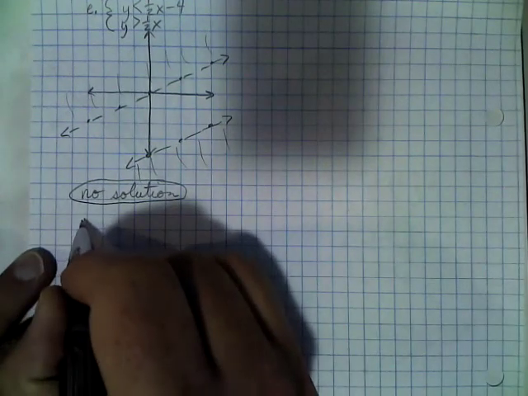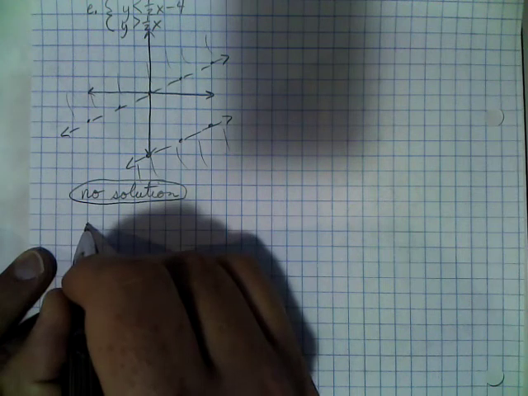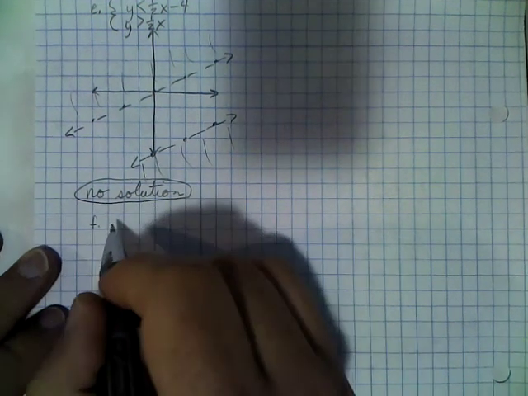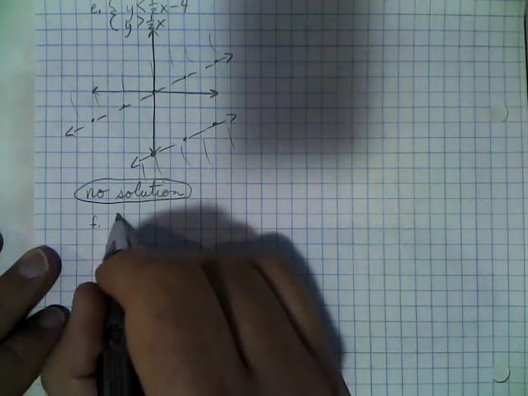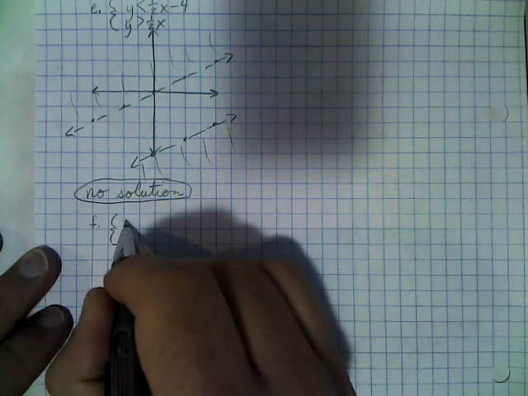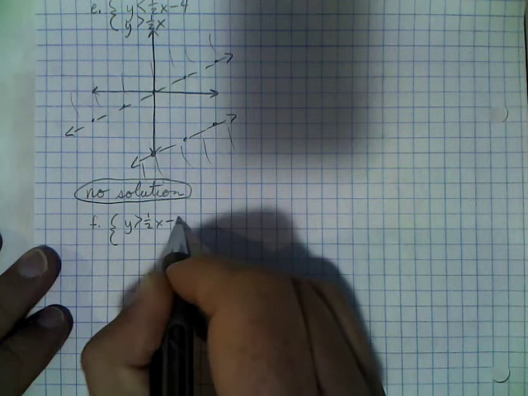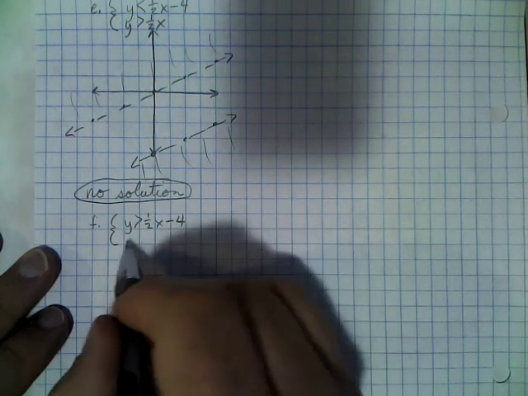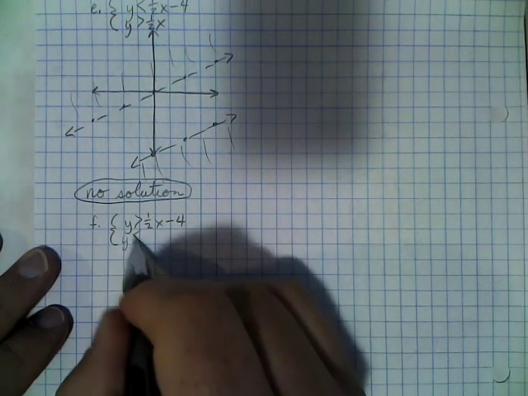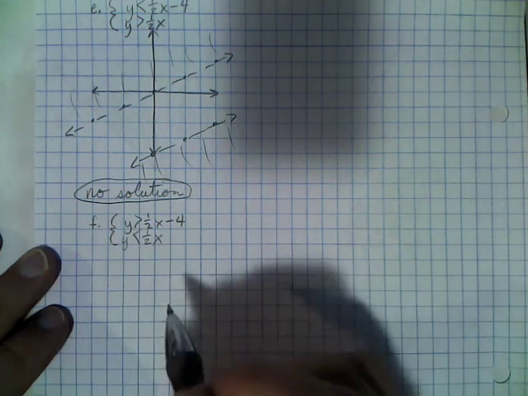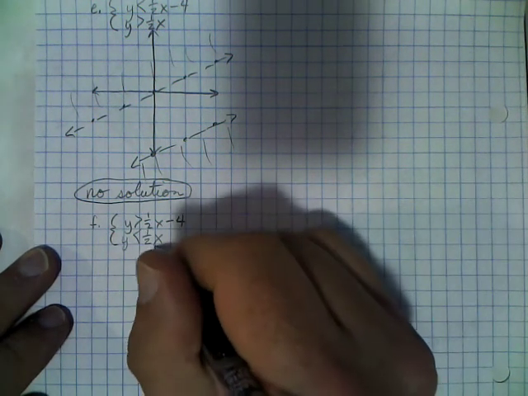And finally, letter F. So my system says y is greater than 1/2 x minus 4, and then y is less than 1/2 x. So same deal, 4 in every direction.